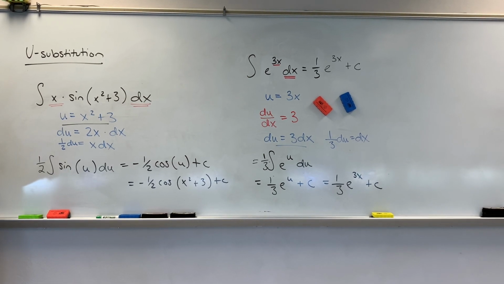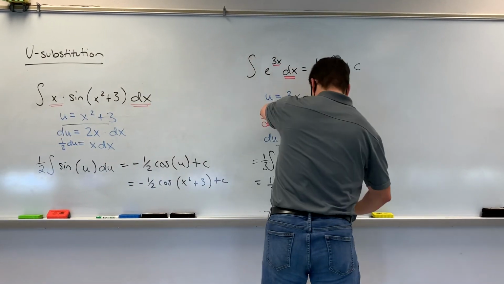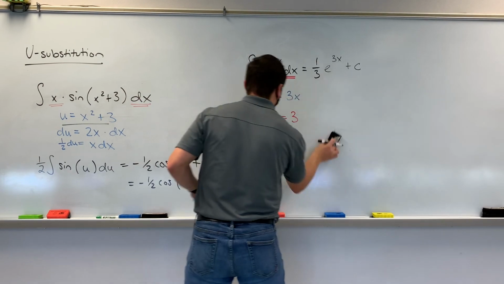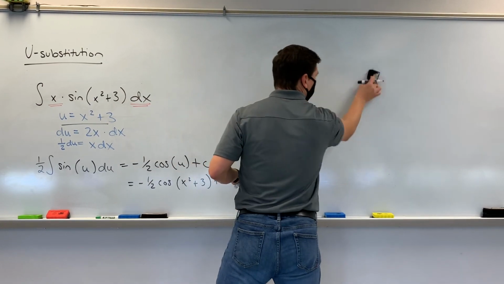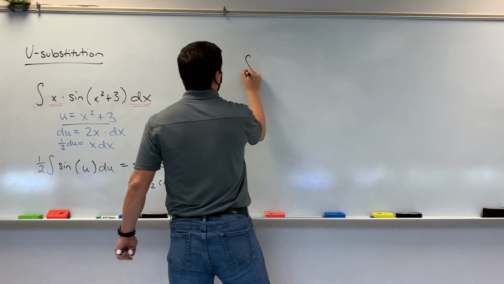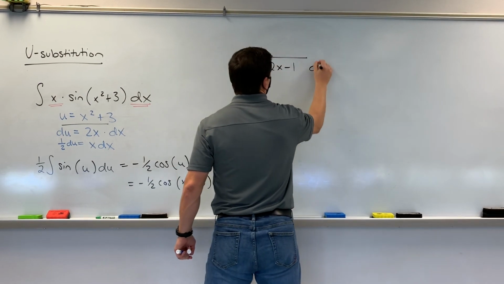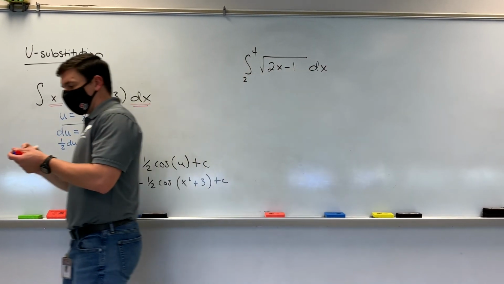Okay, I have one little twist for you today. The twist comes when I put on limits of integration. So how about the integral from 2 to 4 of the square root of 2x minus 1 dx? One more problem.